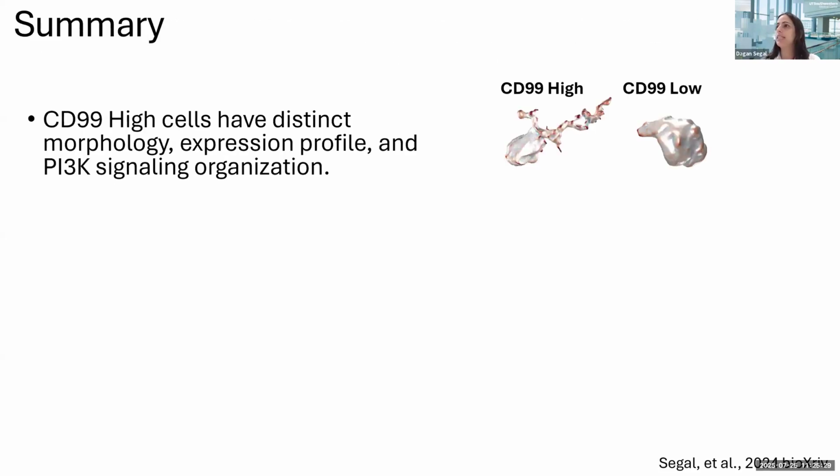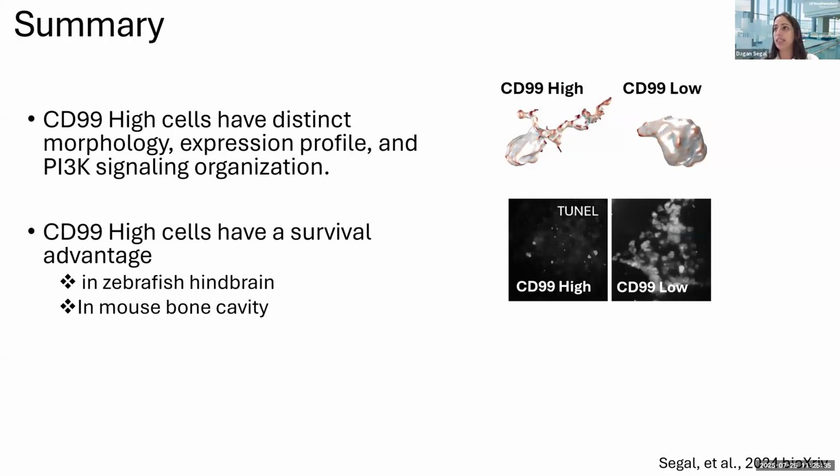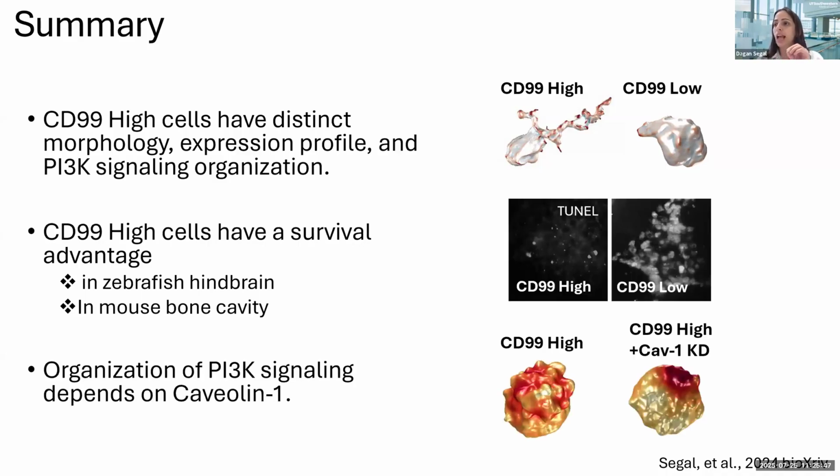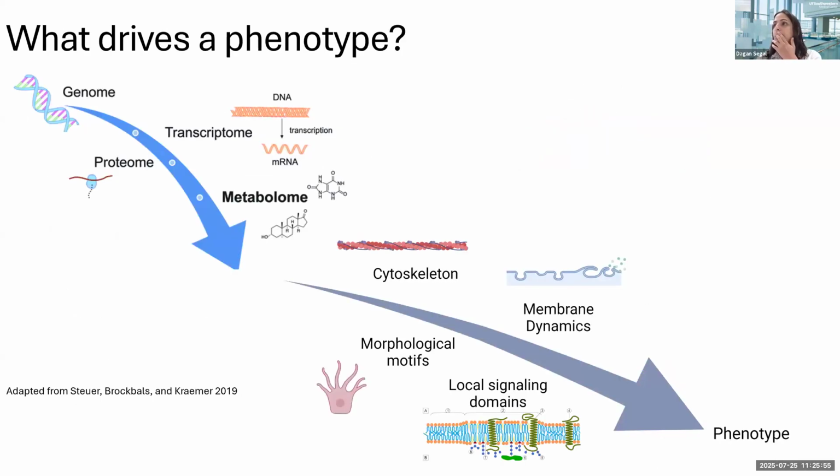So to summarize the second project, I showed you that CD99 high cells have distinct morphology, expression profiles, and PI3 kinase signaling organization. The CD99 high cells have a survival advantage in the zebrafish hindbrain that's CAV1 dependent, and through data I didn't have time to show you, also in the mouse bone cavity. And this organization of PI3 kinase signaling depends on caveolin-1.